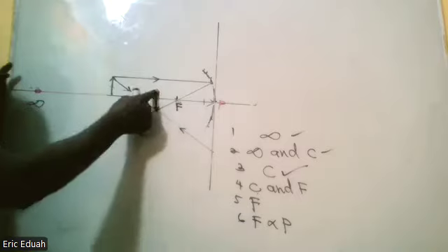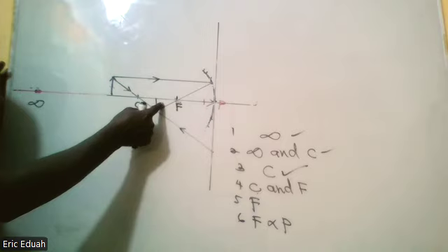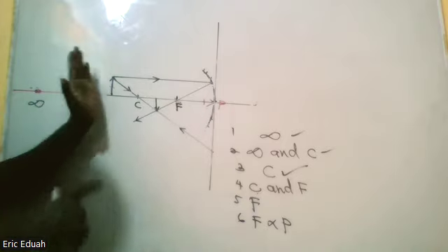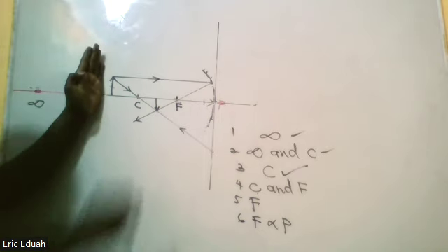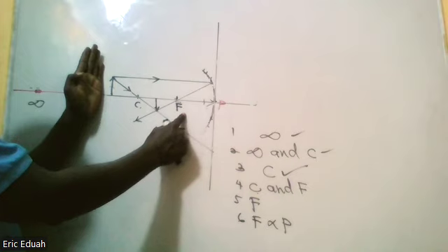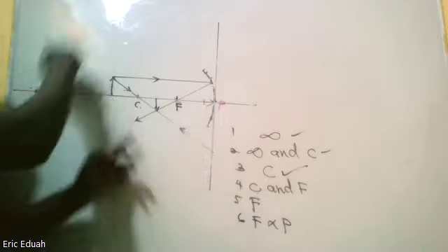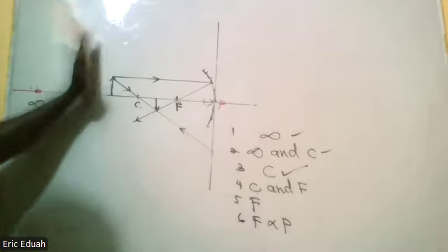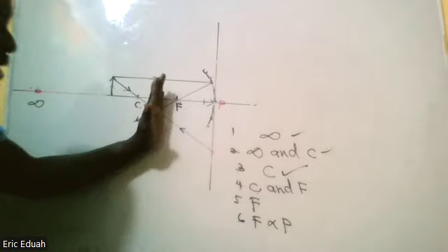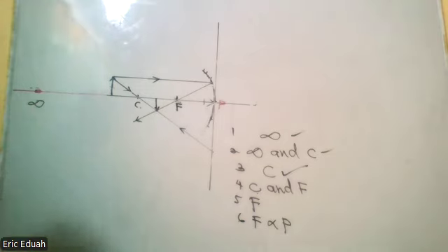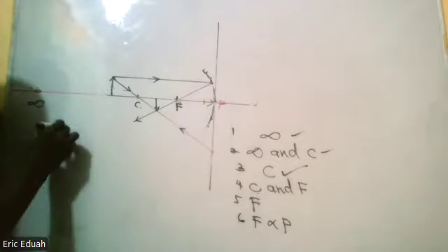When you bring it here, image will be formed beyond C. When the object is here, image will be formed here. Look at it all. When object is beyond C, image is formed between C and F. When object is between C and F, image will be formed beyond C. So it's the opposite. You place the object here, image will be formed here. You place the object here, image will come here. So take note.